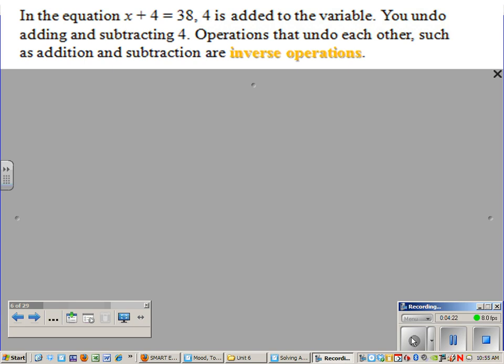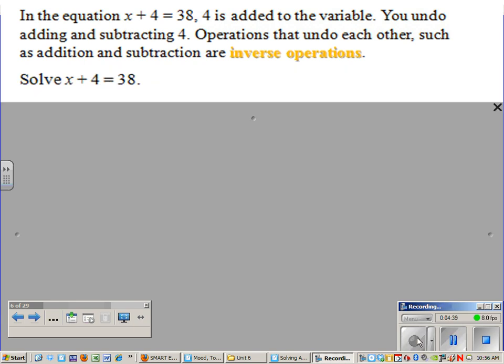So let's practice with this one. You're going to use the same steps. Step 1 is what? Rewrite the original equation. So on your paper, I want you to rewrite the original equation. The original equation is x plus 4 equals 38. Now, can we solve this equation? Why can we solve this? Because there is an equal sign. This is a solvable problem.